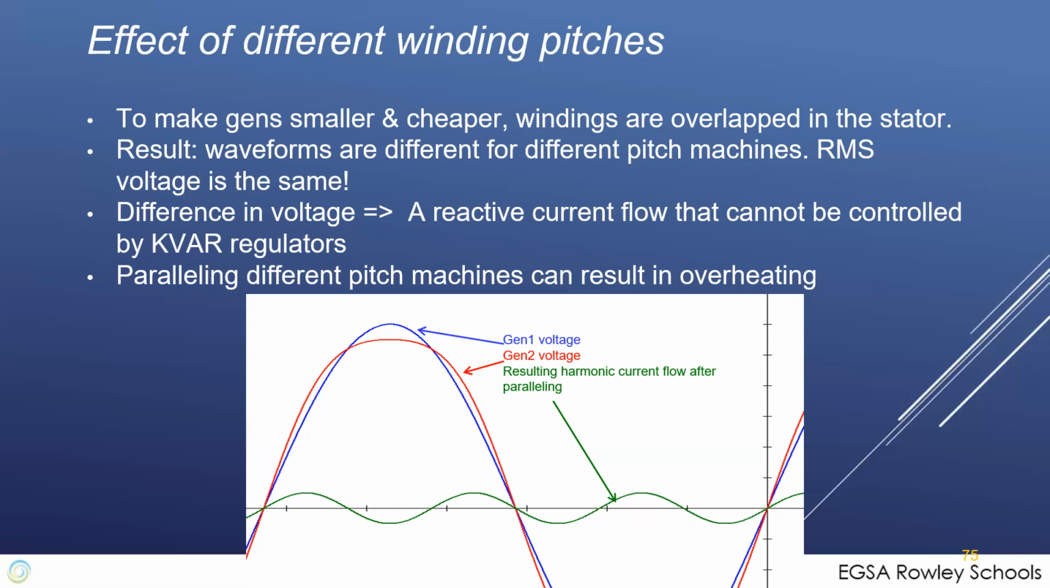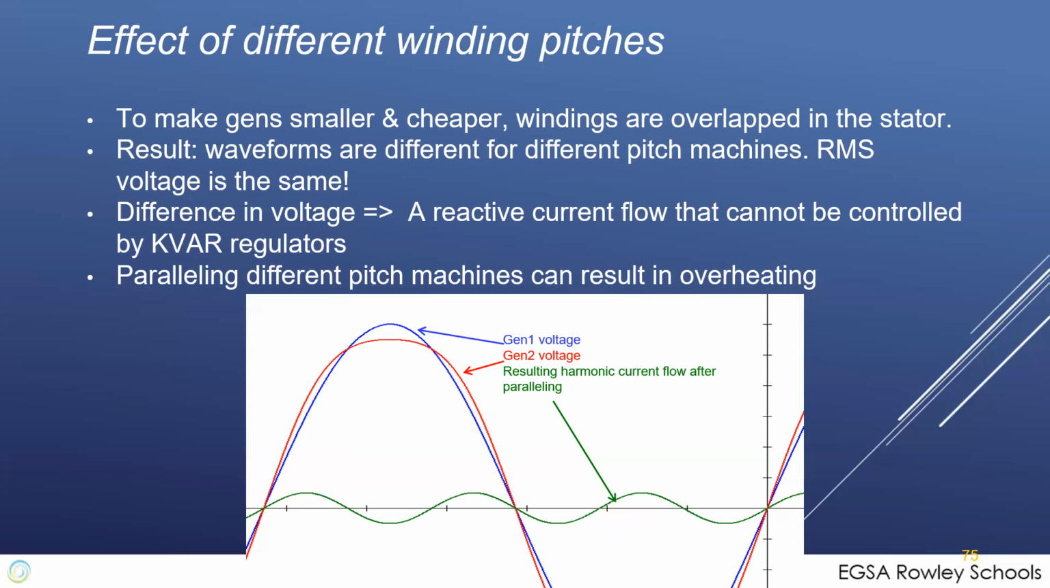We see them as VARs, and we think to ourselves, well, don't we have VAR regulators? Can't we turn the VAR down? Well, we can, but we can't get rid of this. So if you parallel machines with different pitch, you're going to get a harmonic current flow. Now, will this hurt you? I don't know. It depends upon where you're at in your system. But if it's a small amount of current, let's say you're running two machines that are running about 30% or 50% current each, and you add 10% of third harmonic current flow on top of that, it's probably not going to hurt it too much.